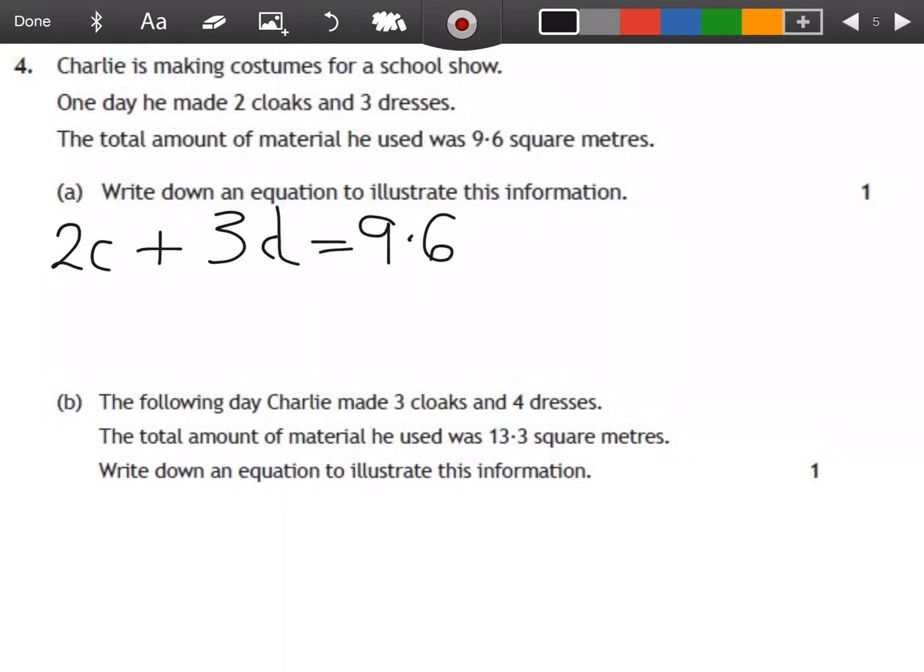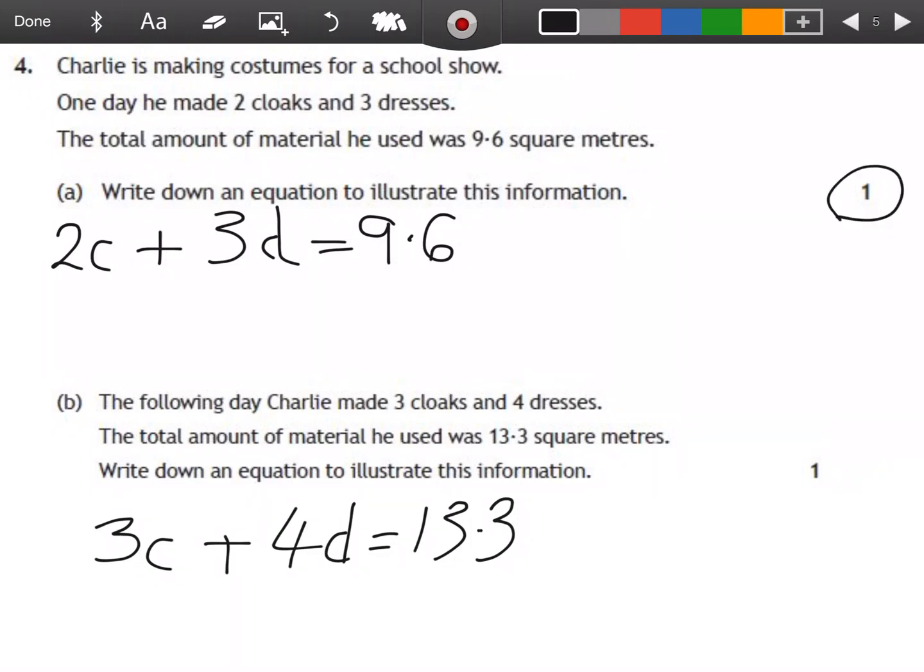The following day, Charlie made 3 cloaks. Make a new equation. 3 cloaks and 4 dresses, and this time it was 13.3. So these are our 2 equations. Remember, look at the number of marks. It tells you that's straightforward. We're not expecting a huge amount for 1 mark.